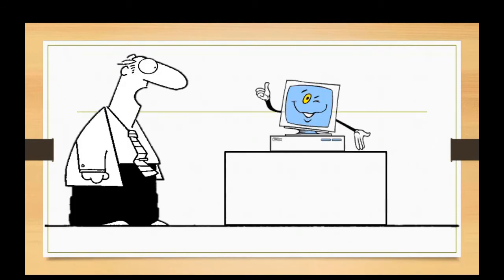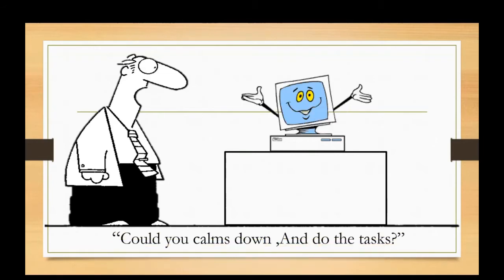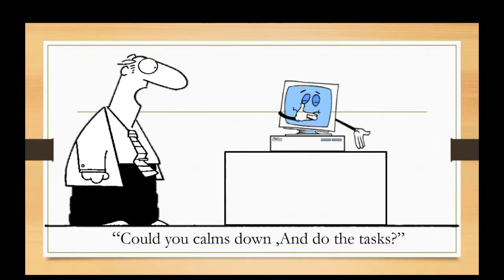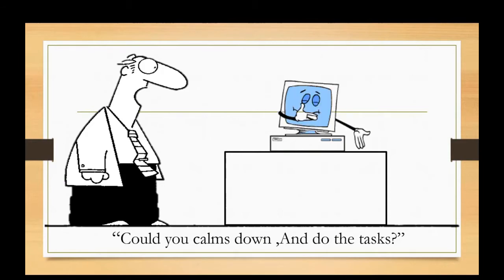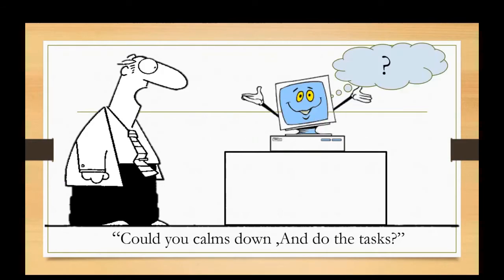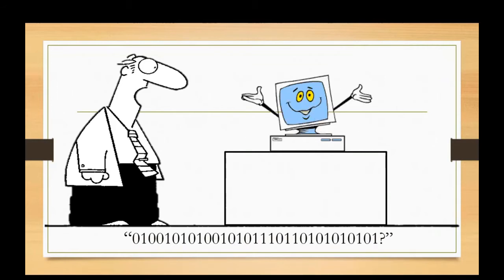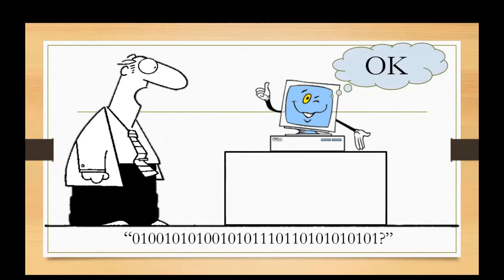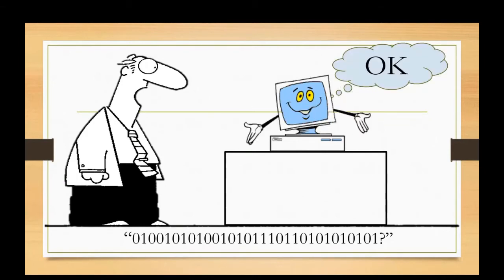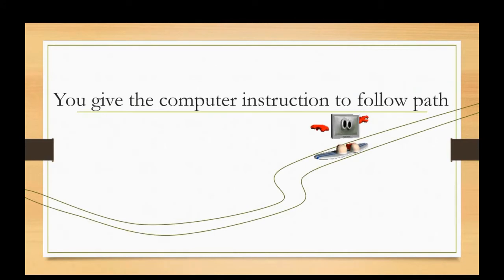If you have a computer and you tell him, could you calm down and do the tasks? He doesn't do anything, he doesn't understand you. But if you tell him 01, 001, 00 and so on, he understands and says okay. So the language between you and the computer is binary code, which consists of 1 and 0 digits.